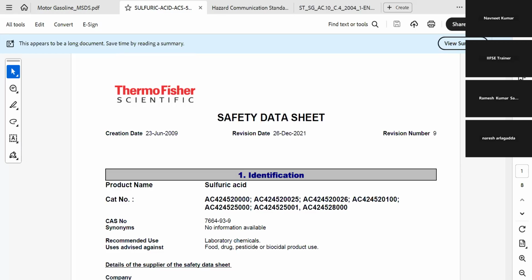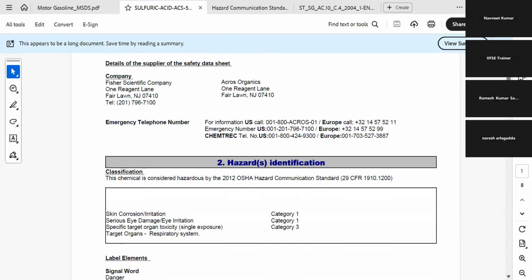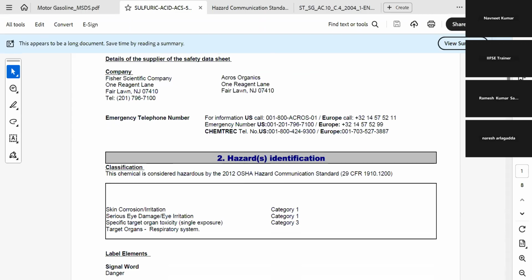It covers the name of the product, category number or CAS number, the other names of it, where it's been generated, uses advised against, such as food or drugs or pesticides or biological agents, and also where it is manufactured. Basically it starts with an identification, and it will also have the emergency contact number.